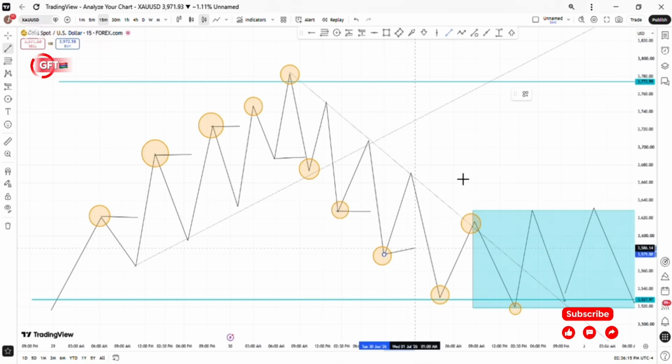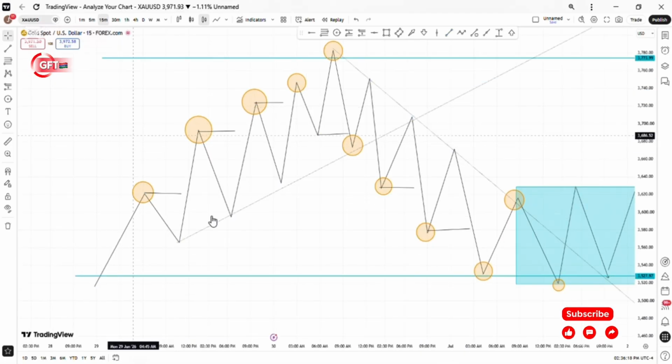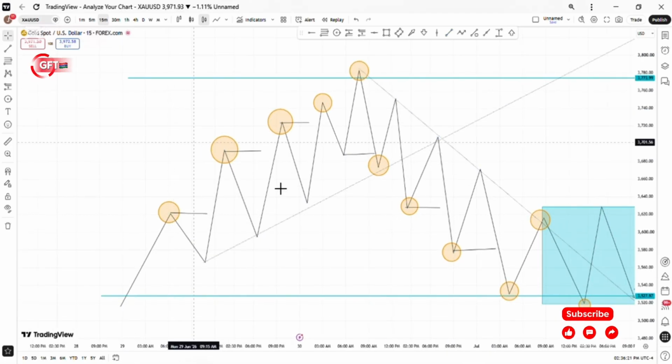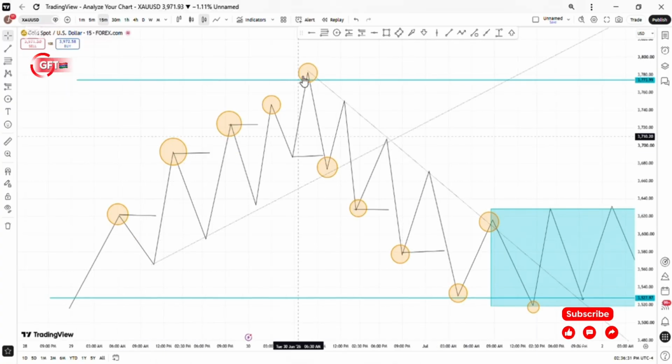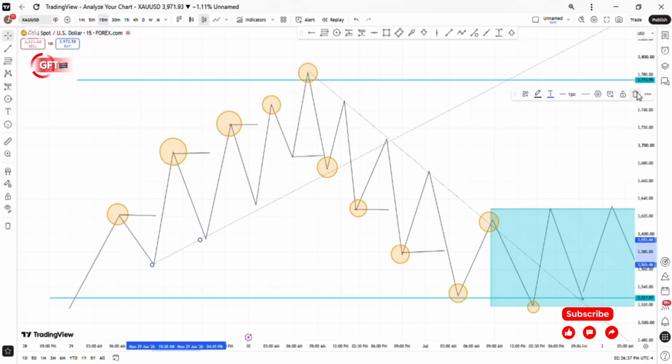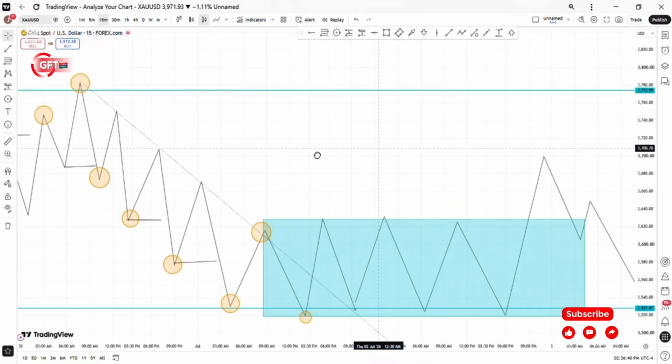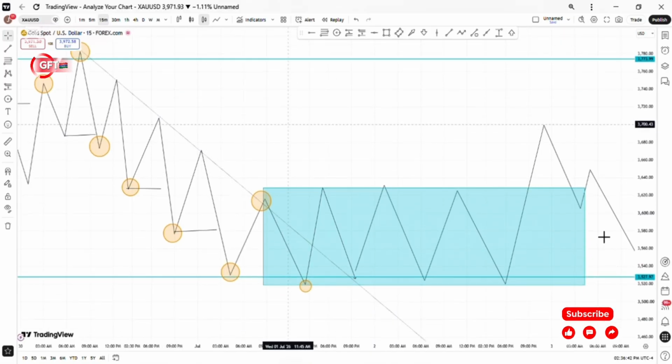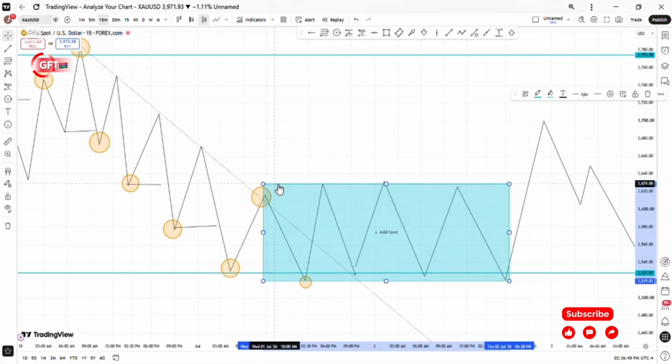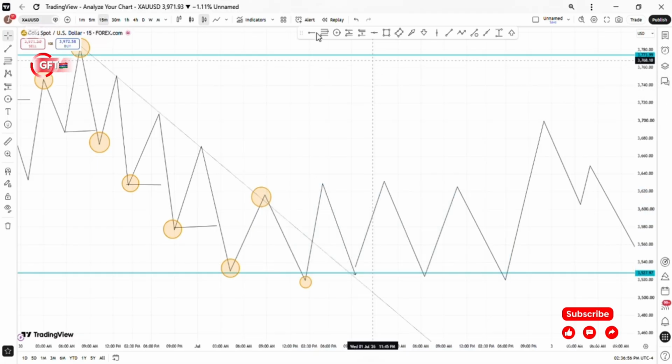A high must break another high to be a higher high. A low must break another low to be a lower low. So lower low, lower high: this is uptrend, this is downtrend. Okay, this is how you can identify your uptrend and your downtrend. Now for a ranging market, you will see that you have a support here and a resistance here. I'm going to delete this and explain. Understand?